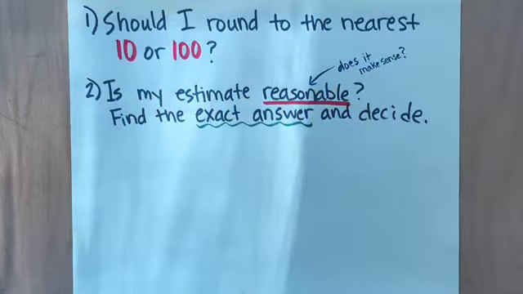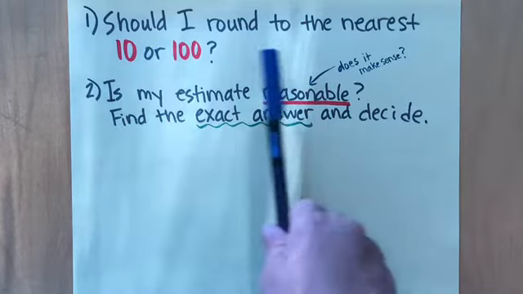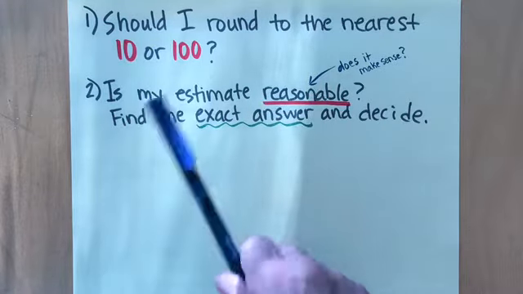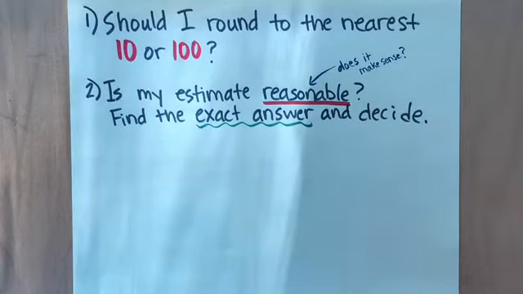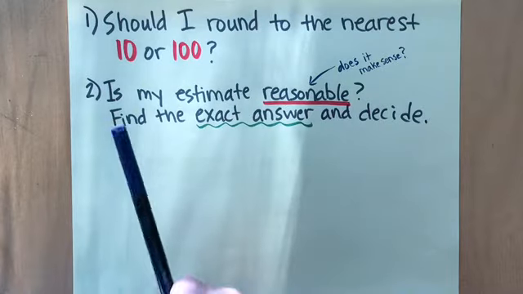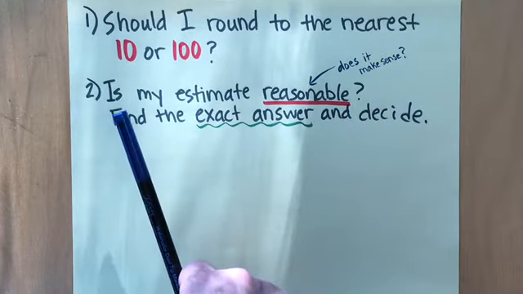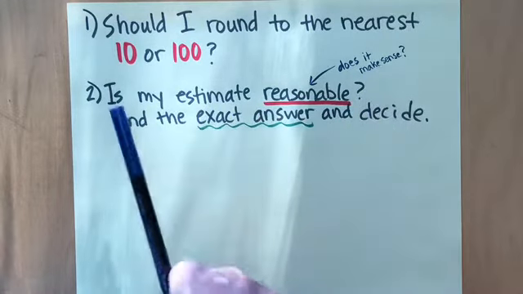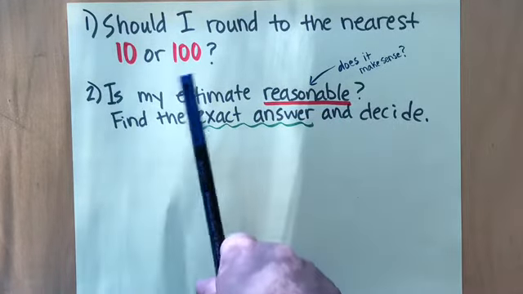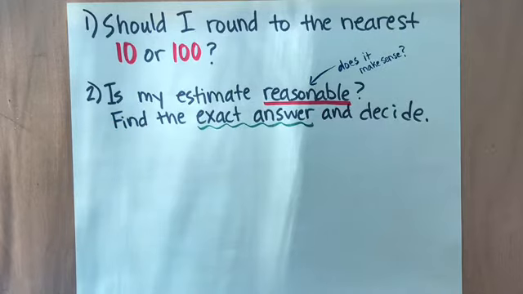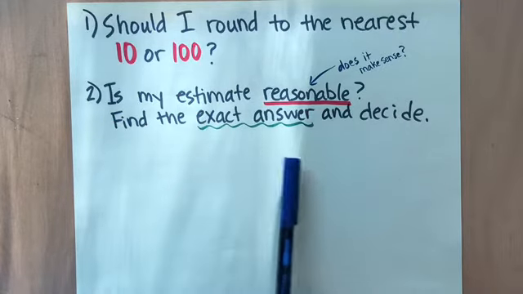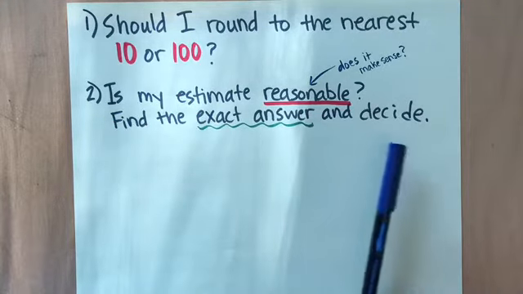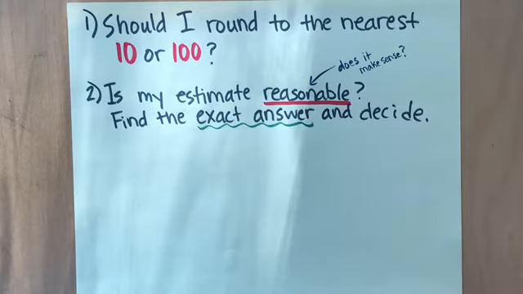Today when you round, the thought process that I want you to go through is to first think to yourself, should I round to the nearest 10 or 100? We'll talk about that in the video as we go. And then after you're estimating, I want you to think, is my estimate reasonable or does it make sense? So when you picked your tens or your hundreds, did it make sense to round to that? When you find the exact answer today, we're going to decide how your estimating went.